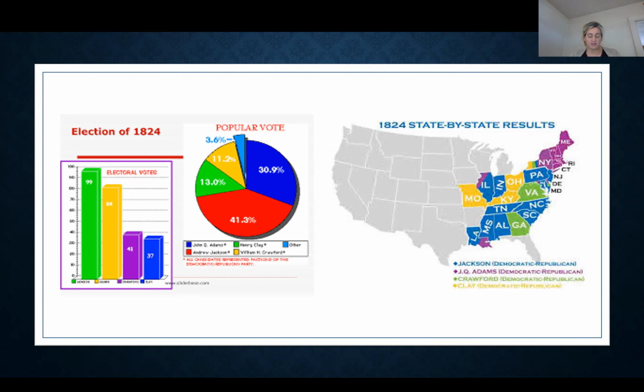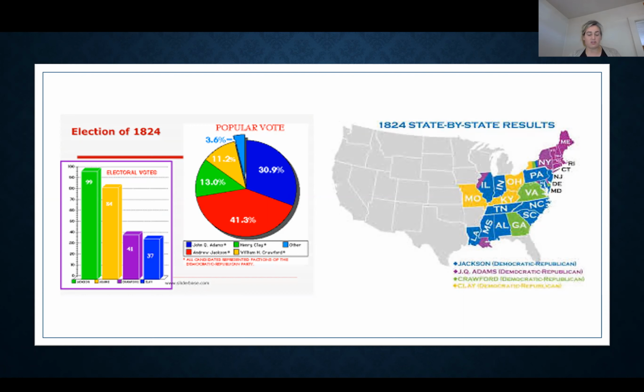Now, although we don't have any proof that a corrupt bargain took place, Jackson claimed that a corrupt bargain had been agreed to by John Quincy Adams and Henry Clay. Jackson claimed that Henry Clay gave his support and used his influence to get John Quincy Adams elected as president. And in return, John Quincy Adams awarded Henry Clay with the position of Secretary of State within his cabinet.